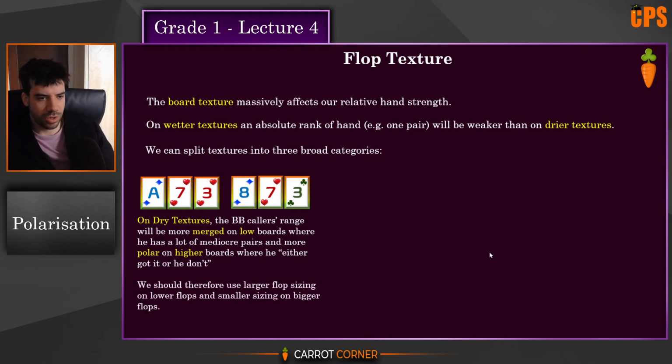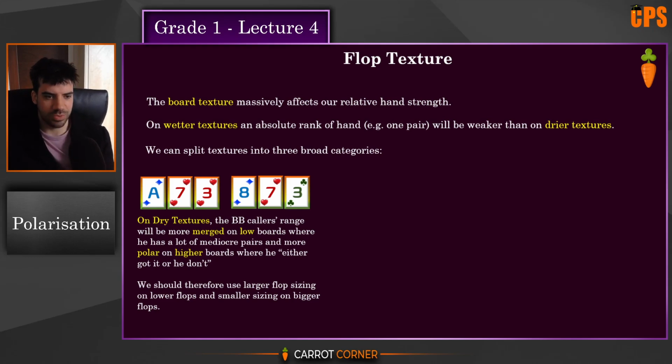Therefore, GTO will recommend if you plug these boards into your solver and give it the choice of, say, a B33 and a B75, meaning 33% and 75% pot respectively, you'll see the solver pick the bigger sizing on the right hand board here because you're against a more merged range than you are on the left hand board where you're against a more polarized range.